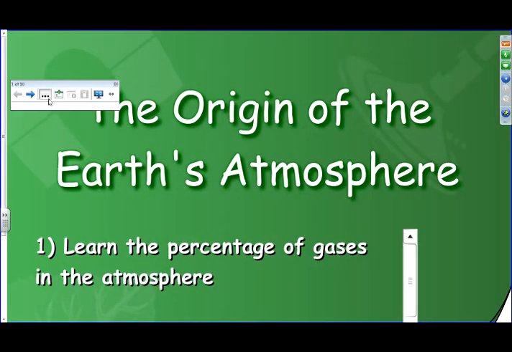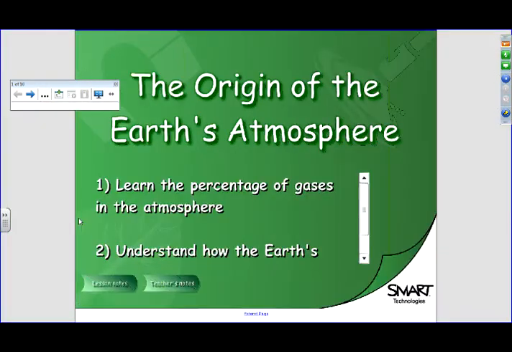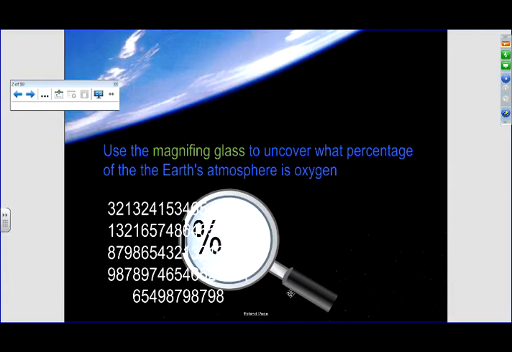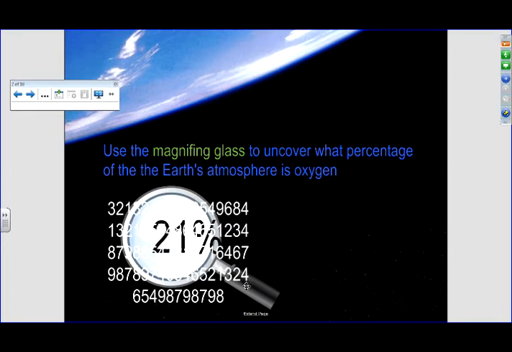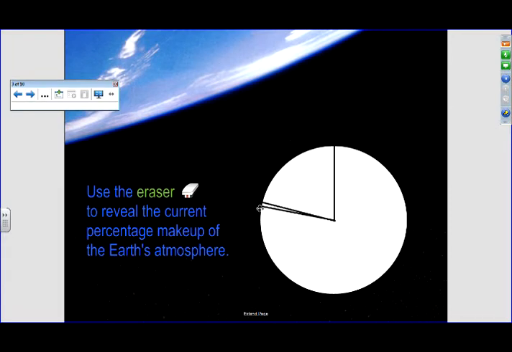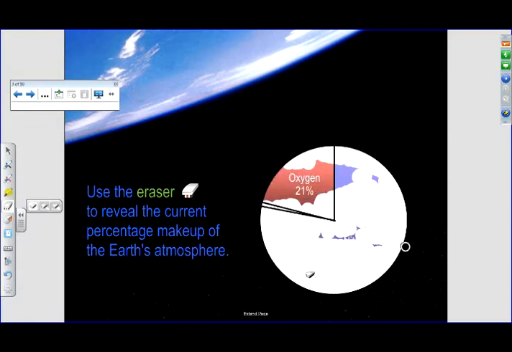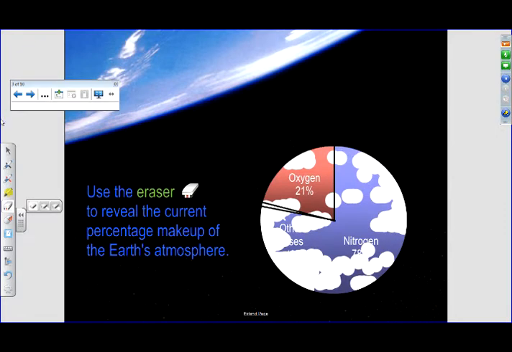So this is a lesson from Smart. Everything that I use in this is either from Smart or from the Exchange. So here's an example of a content page. So we're going to use our reveal to reveal the current percentage of the Earth's atmosphere. And then the kids would use the eraser tool. Let me grab my eraser to reveal the current percentage makeup of the Earth's atmosphere.